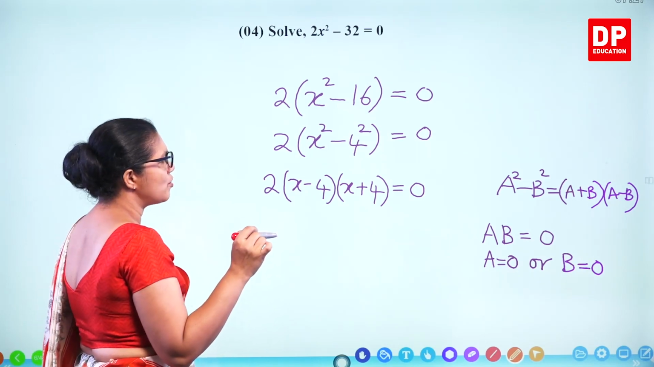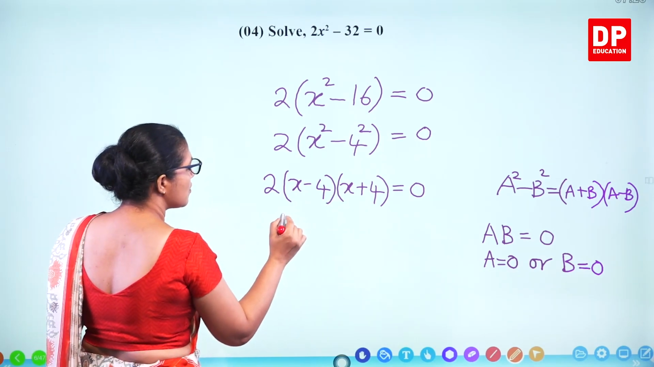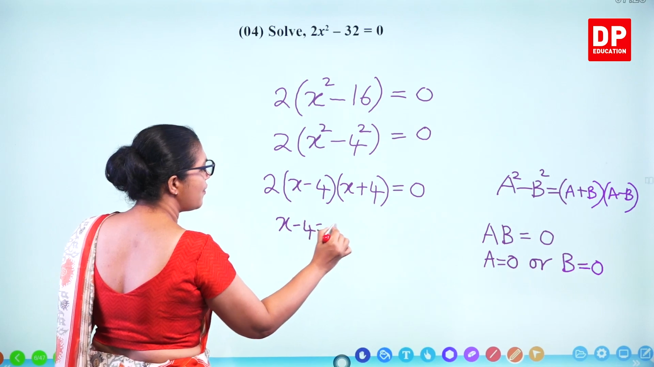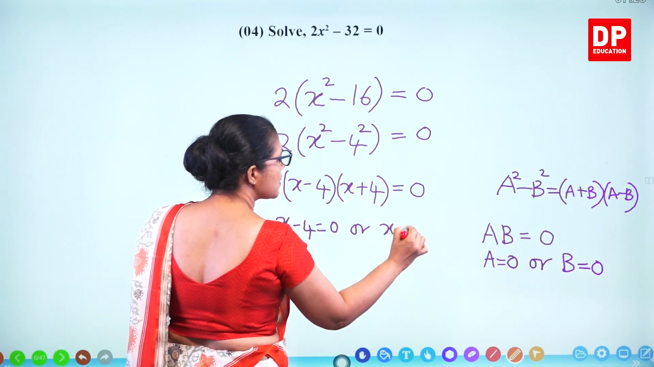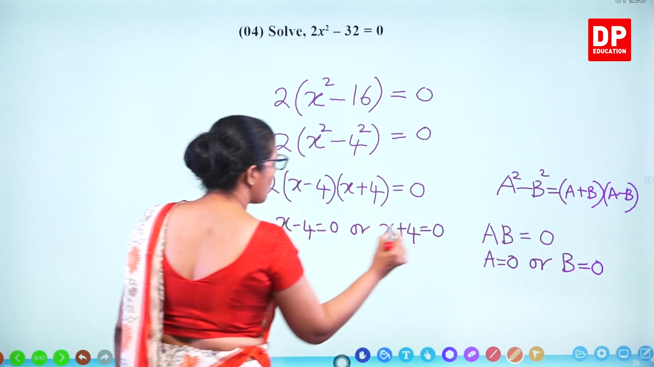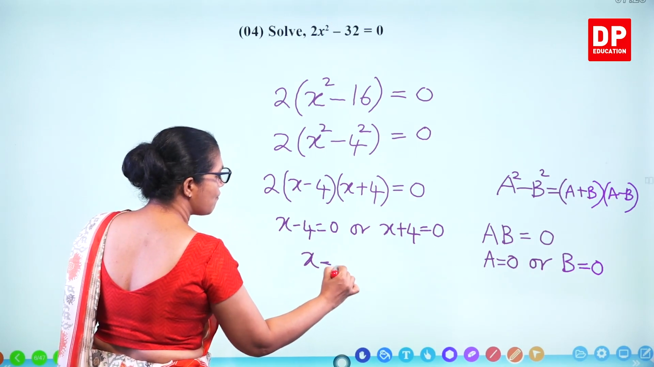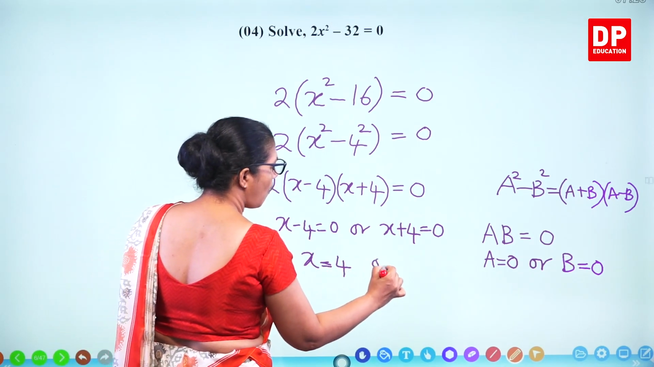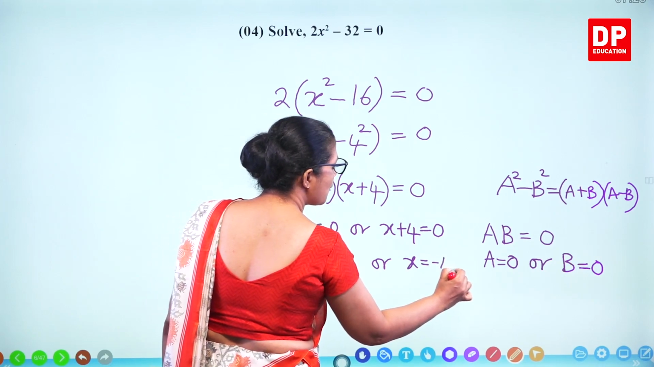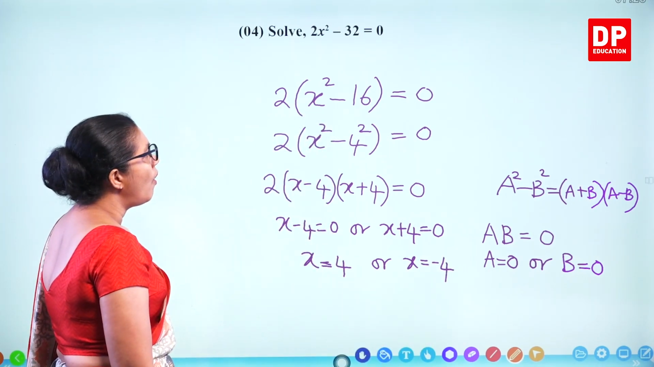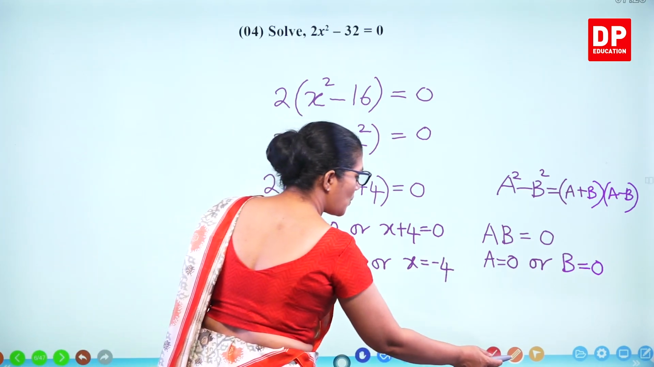You can divide by 2 and get rid of that. So x minus 4 equals 0 or x plus 4 equals 0. So what are the solutions? 4 or minus 4. Or you can do this way as well.